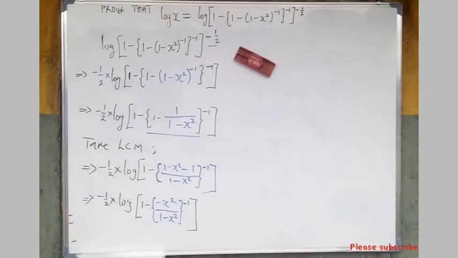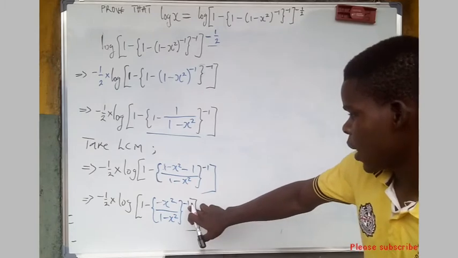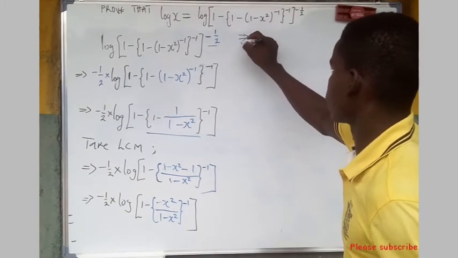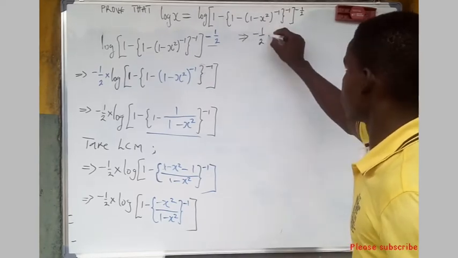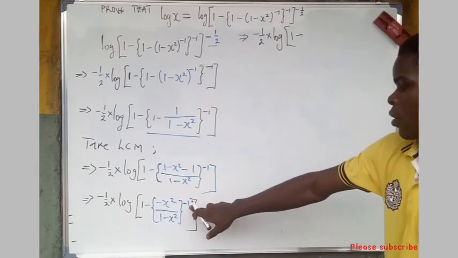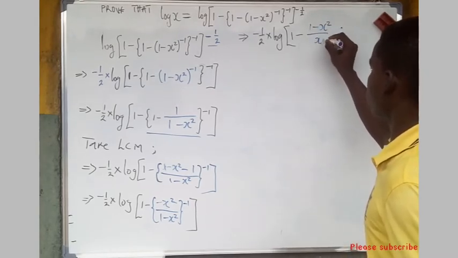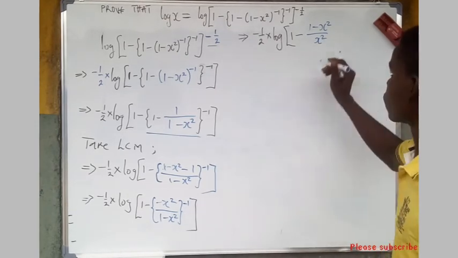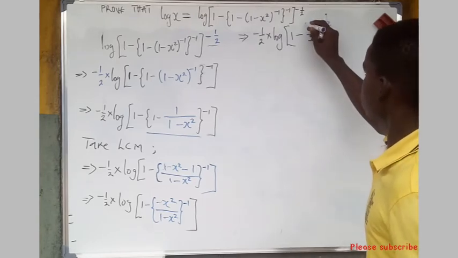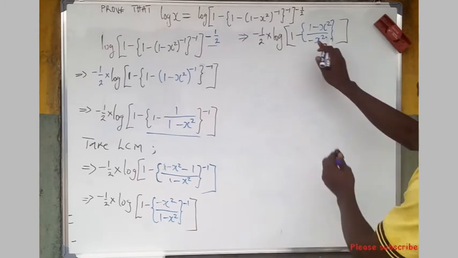Now look at that. Go back again and look at it. From here, what do we see? We can see that taking the negative power of this should give us negative 1 over 2 times log of 1 minus the reciprocal of this, which is 1 minus x squared over negative x squared. We've taken the reciprocal of this. This was inside a bracket. So let's expand this bracket.